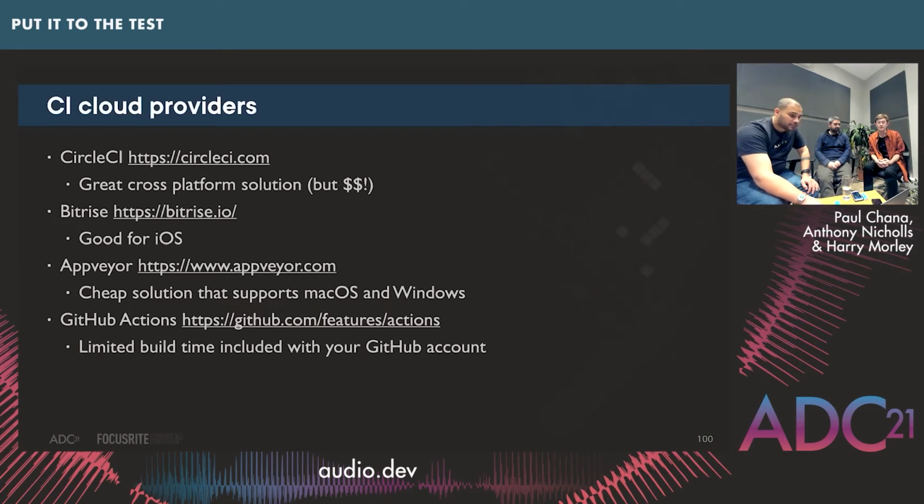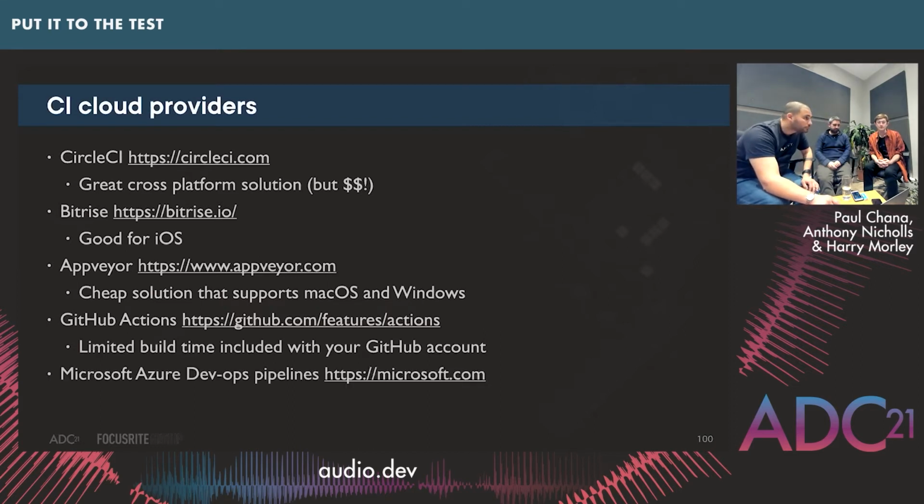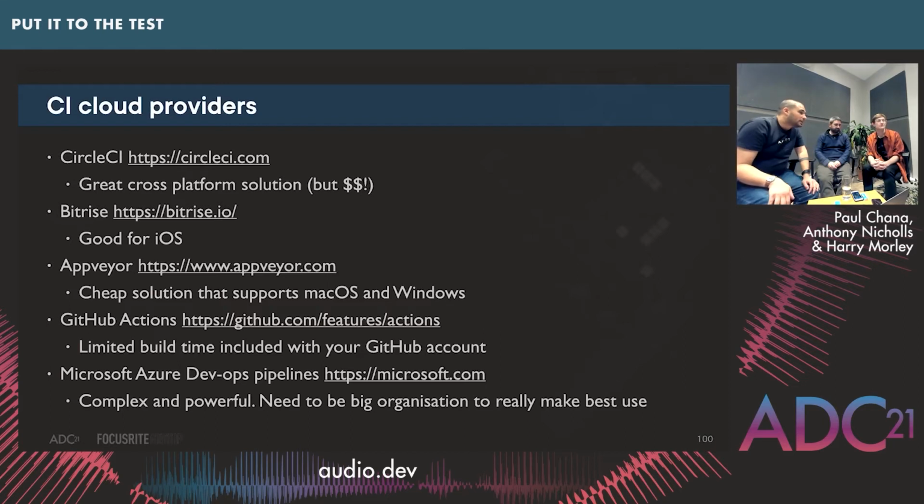The last one in our list here, if my mouse would move, there we go. Microsoft Azure DevOps Pipelines. I was unsure about putting that one in because really you need to be a big org to even start making the best use out of that. It's a costly one. You will spend a lot of time scratching your head. It's great, but complexity is high on that one. Also, at that point, I would be asking why not GitHub Actions. The back end of the two is basically the same thing.